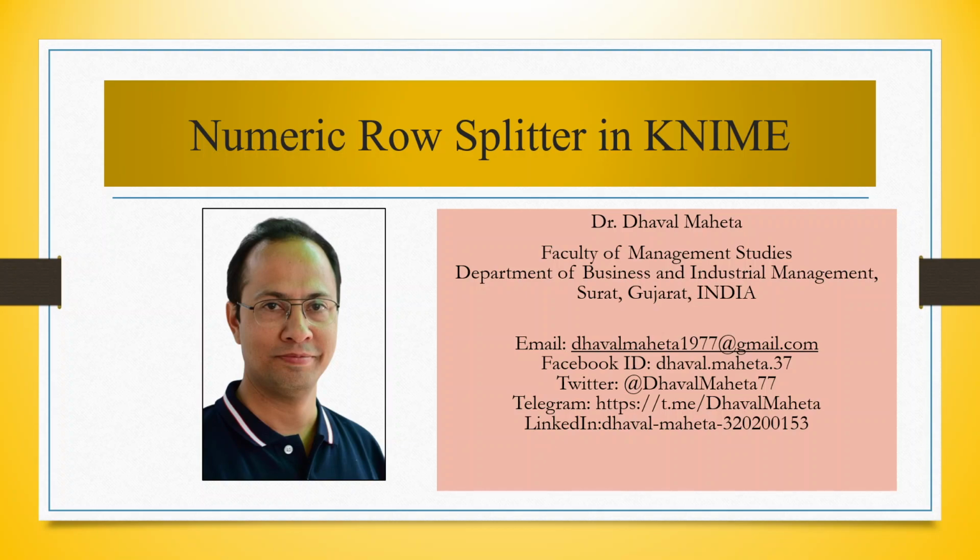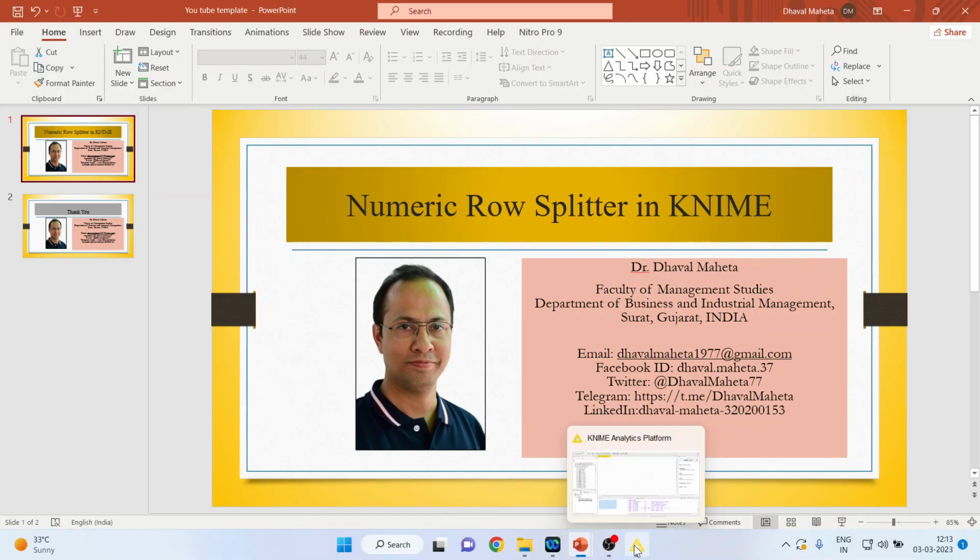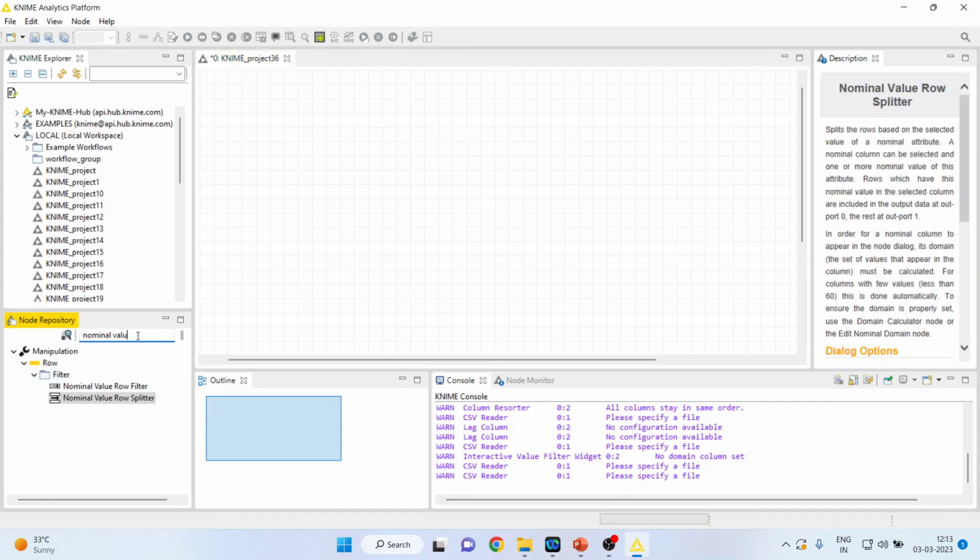Dhaval Maheta, and today we will see numeric row splitter in KNIME. So for this we will go in the environment of KNIME. First of all, I will activate input output.